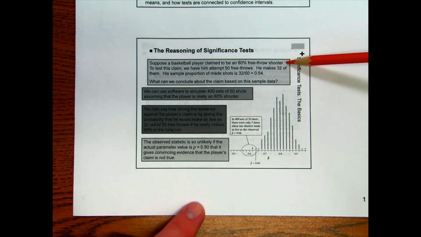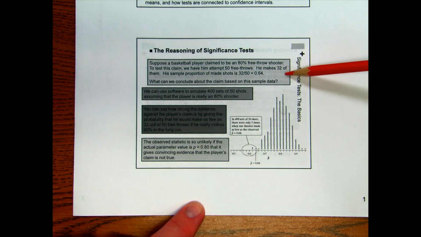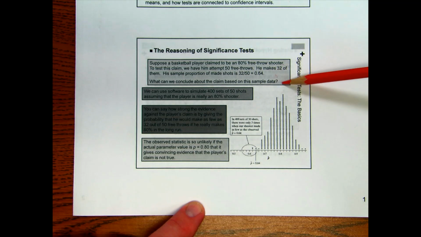Suppose a basketball player claimed to be an 80% free throw shooter. To test this claim, we have him attempt 53 free throws. He makes 32 of them. His sample proportion of made shots is 32 out of 50, or 0.64. What can we conclude about the claim based on this sample data?